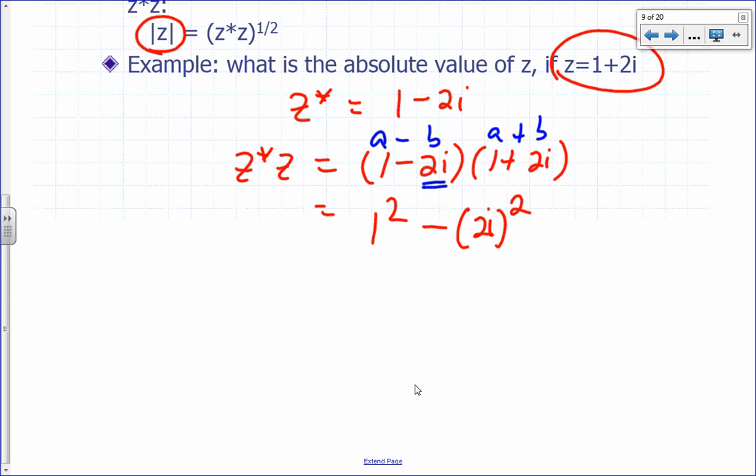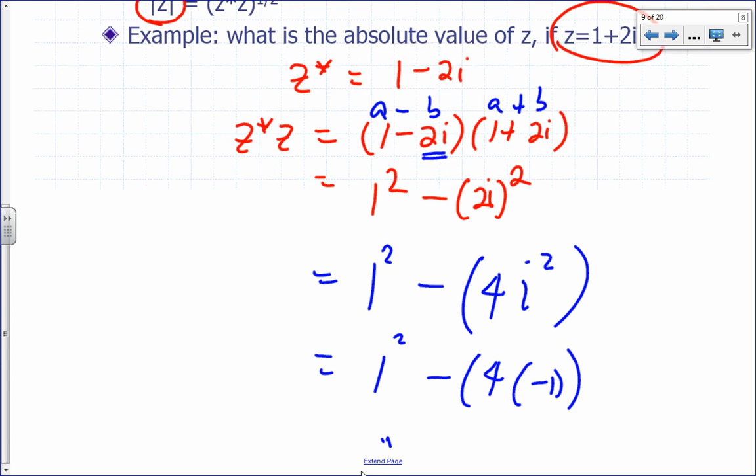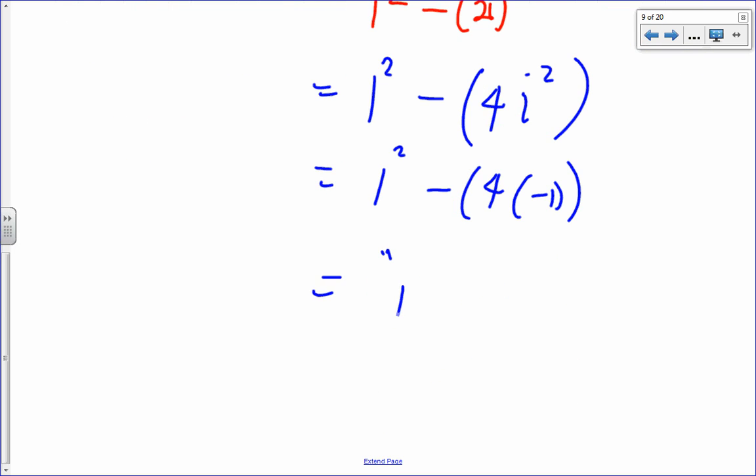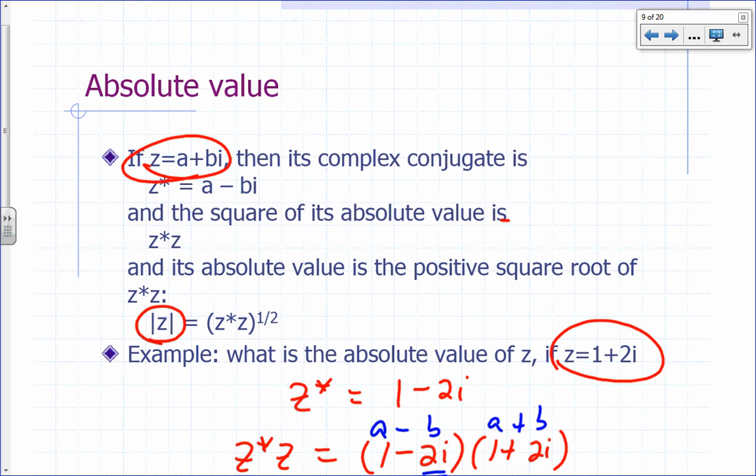So what is 1 squared minus 2i squared? What is 2i squared? 4. That's 2 squared, and then i squared, right? So that's 1 squared minus 4 times, what is i squared? Negative 1. So this is just 1 plus 4. So that's 5. Okay? So in general, if z is a plus bi, then you can say z star z is just a squared plus b squared.